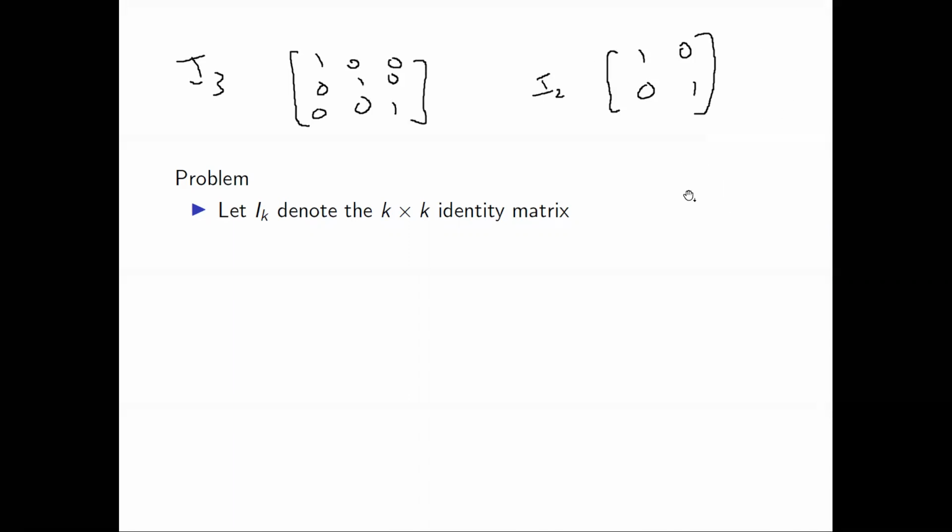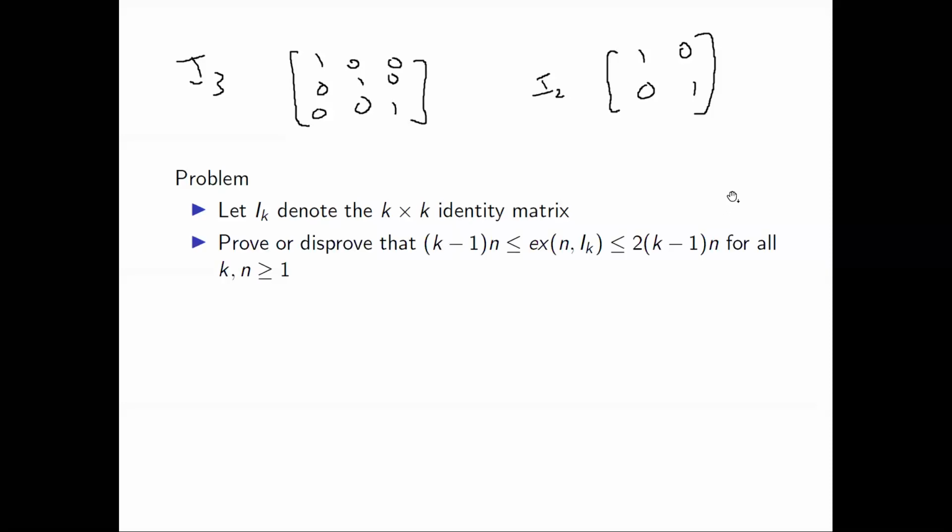So the problem for you to think about: prove or disprove that the extremal function ex(n, I_k) is bounded between (k minus 1) times n and 2 times (k minus 1) times n, for all k and n greater than or equal to 1.